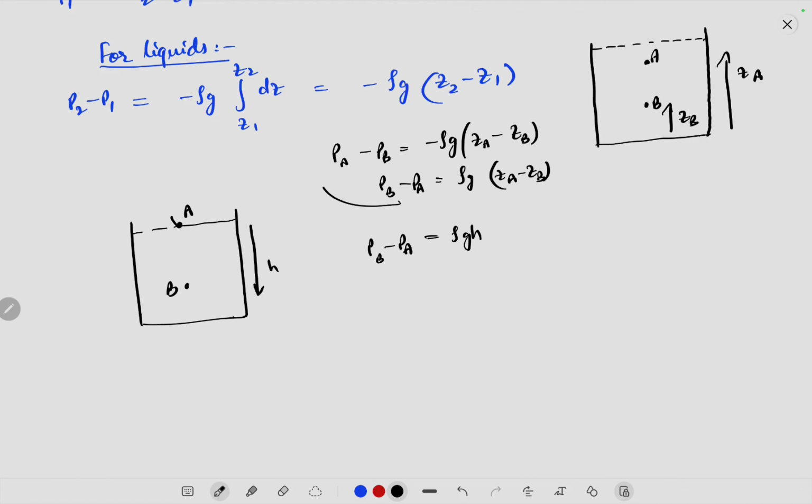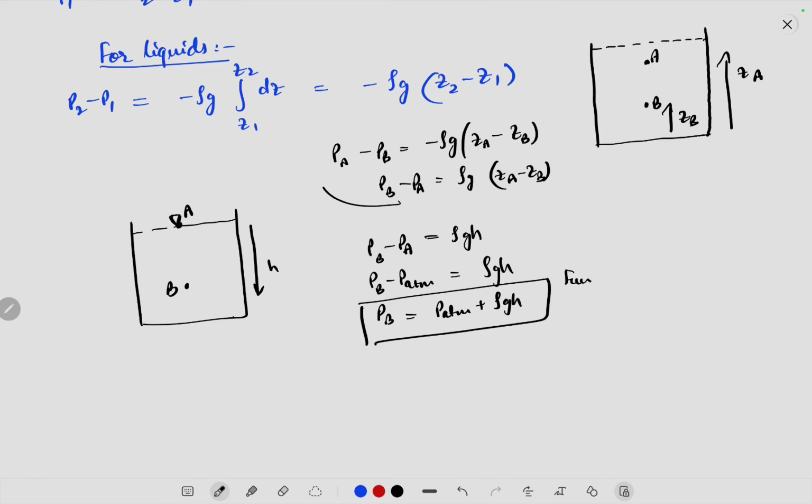And since this PA is the free surface, so we denote free surface from this inverted triangle. So what would be the pressure of A? This would be simply atmospheric pressure. So this will be equal to rho gh, or PB is equal to P atmosphere plus rho gh. So this is called the fundamental equation of hydrostatics.